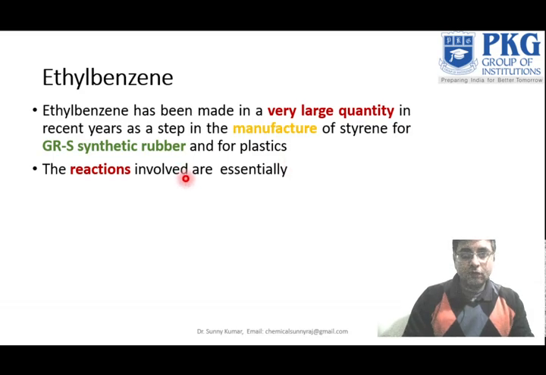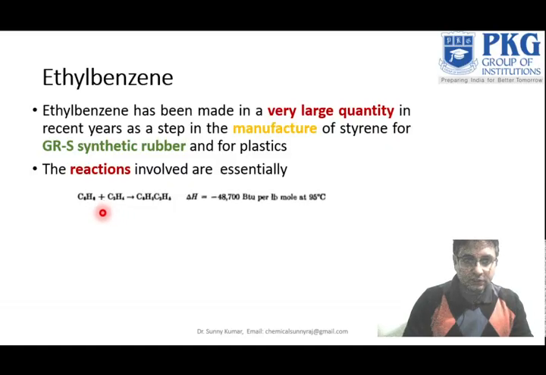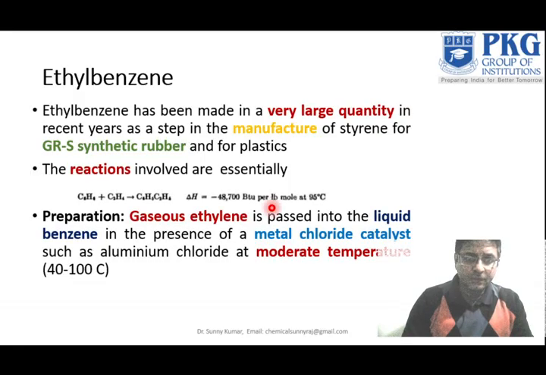The reaction involved is essentially this: benzene and C2H4, ethylene, to give ethylbenzene. This is an exothermic reaction, with a heat of reaction of minus 48,700 BTU per lb mole at 95 degrees centigrade. This is your enthalpy. In the preparation, gaseous ethylene is passed into liquid benzene.